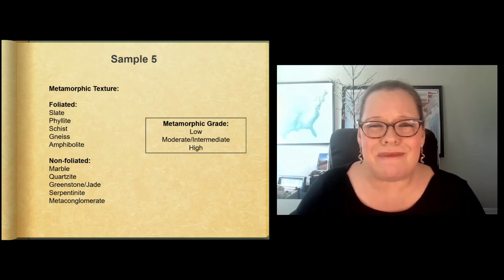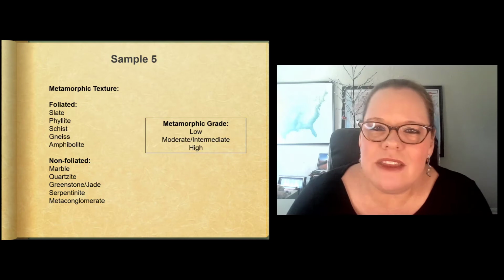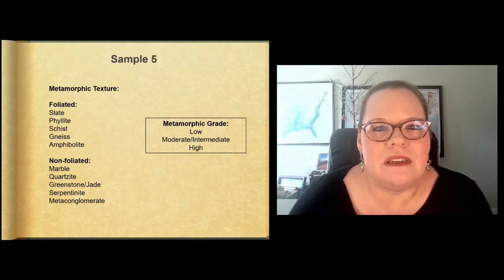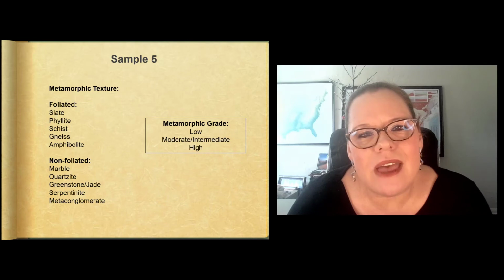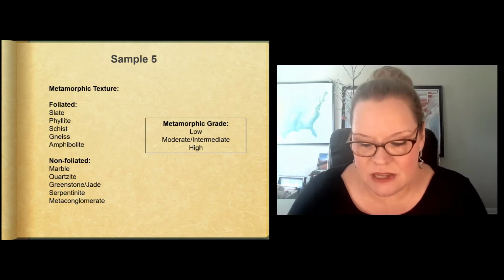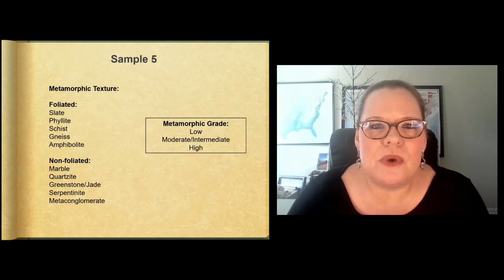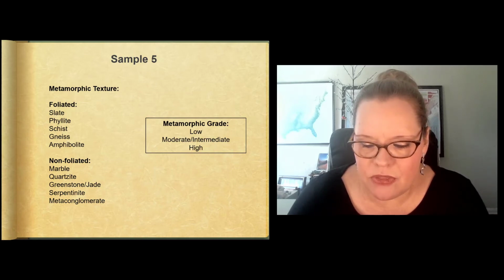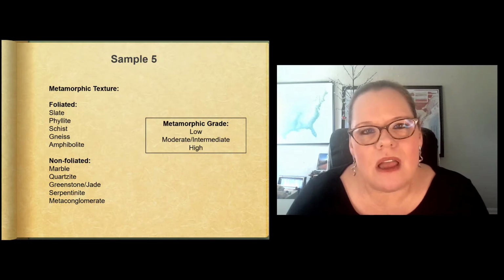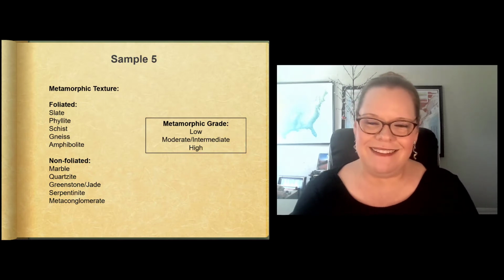Let's move to sample 5. All right, on sample 5, do all the testing. You're going to need to put the vinegar/acid on it. You need to test for hardness, all of those things. And what I discovered was that it didn't react to acid, and it was pretty hard. So what do I think about the level of metamorphism here? Probably an intermediate. And you may wonder, well, how do you know that?